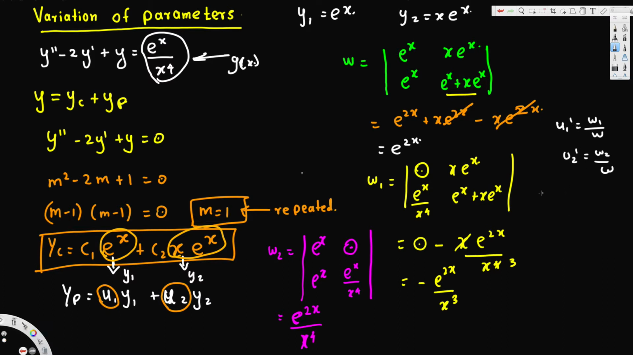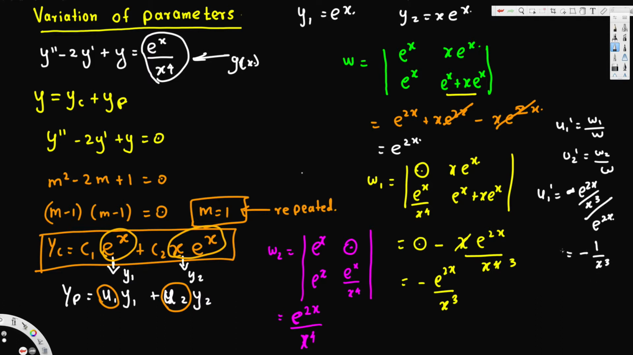Here we have u1 prime. u1 prime is what? w1 divided by w. w1 we just found out, that's negative e^(2x) divided by x^3, divided by w, that is e^(2x). Okay, and if you bring this e^(2x) to the numerator, that's going to become negative 2x, so positive 2x and negative 2x cancel each other. We will end up with negative 1 over x^3.